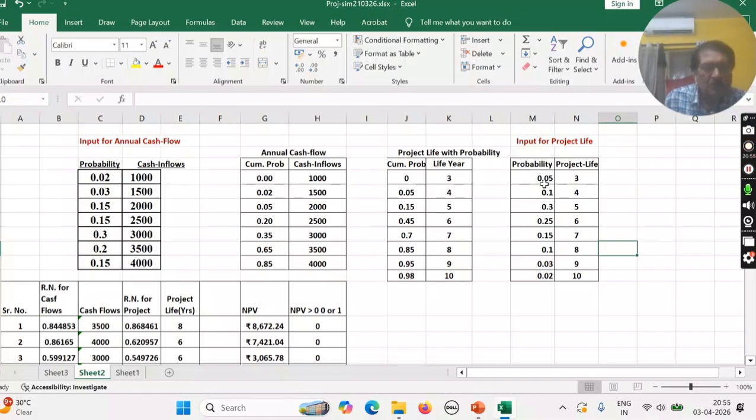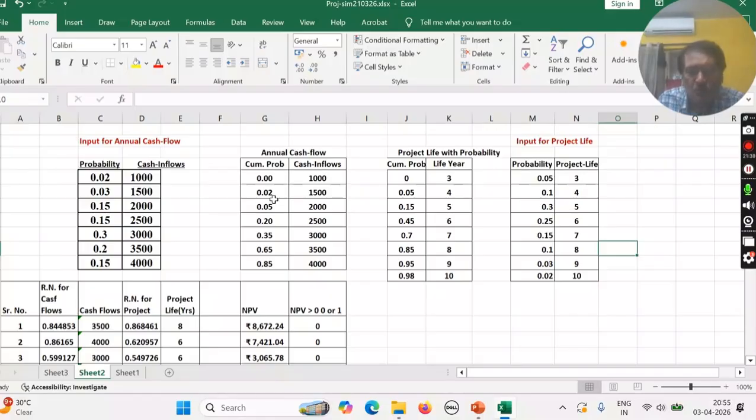For a 3-year life, there is a 5% chance the life of the project will be 3 years. In this way, suppose for 8 years the probability is 0.1. Then what you have to do? First you have to convert this probability to cumulative probability. This is the cumulative table, and you have put the cash inflows. Accumulation how? Because it starts from 0, from 0.002 up to 0.02. This is the accumulation first, and the cash flows will be 1000.